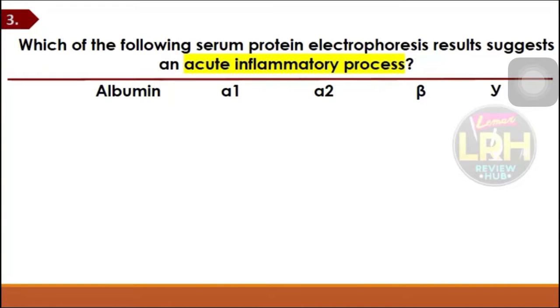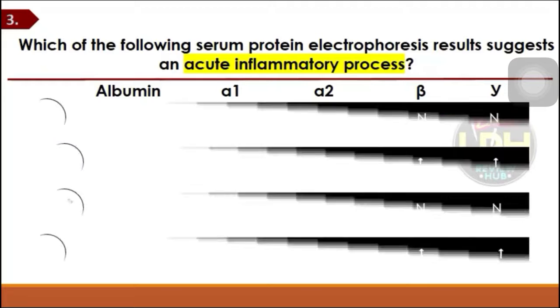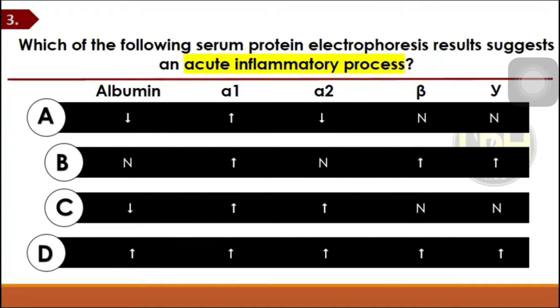Okay, for number 3, which of the following serum protein electrophoresis results suggests an acute inflammatory process? Choices. Is it letter A, albumin decreased, alpha-1 increased, alpha-2 decreased, beta fraction and gamma fractions normal?